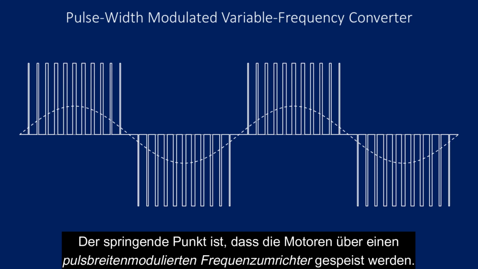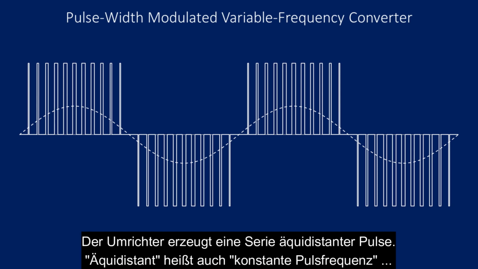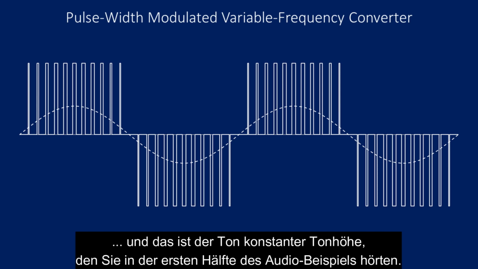The clue is that the motors are supplied by a pulse width modulated variable frequency converter. This device guarantees a smooth and efficient acceleration of the motors, and it works like that. The converter provides a series of equidistant pulses. Equidistant also means constant pulse frequency, and that is the tone of constant tone pitch which you've heard in the first half of the audio example.